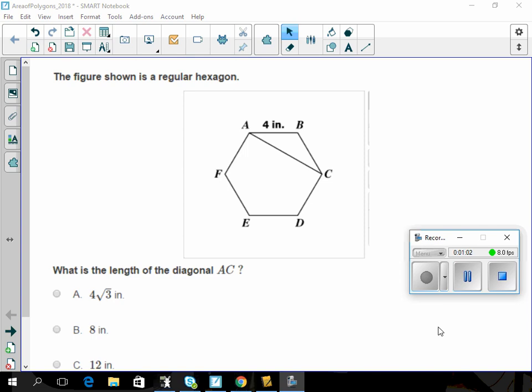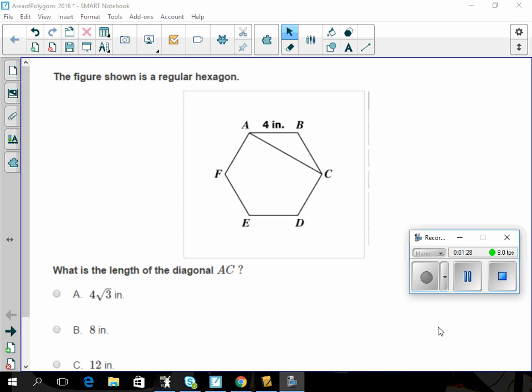Some other things I want to tell you is that on the SOL, almost always the figures are drawn to scale, okay? So if it doesn't look like an acute angle or if it looks like it might be longer, it probably is. Does that make sense? It will say figure not drawn to scale if it's not, but I think almost always they are drawn to scale, okay? That's good news.